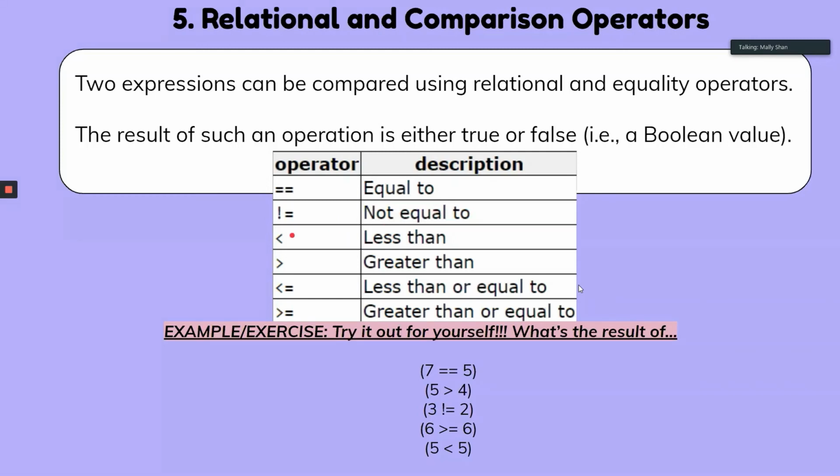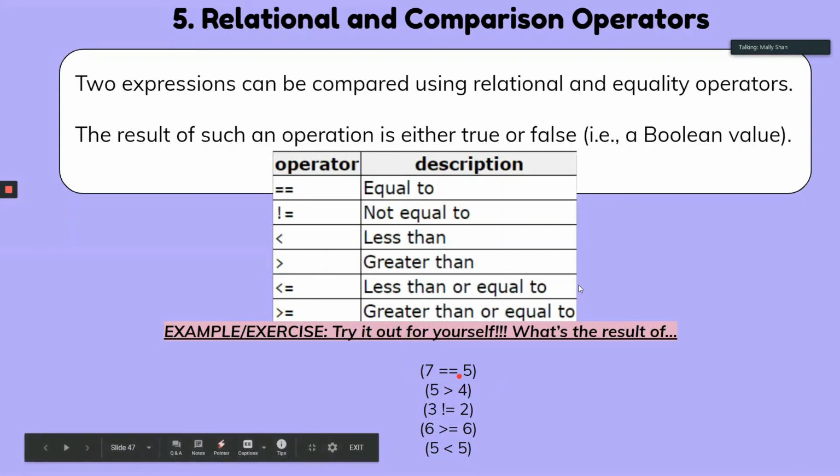And then you know all of these symbols basically. This is the less than sign, this is the greater than sign. And whenever you put an equal sign after less than or greater than, it just means less than or equal to. So here I have some examples. 7 equals 5, 5 is greater than 4, and so we can go down the line. But what I want you to first notice is that the result of an operation is either true or false.